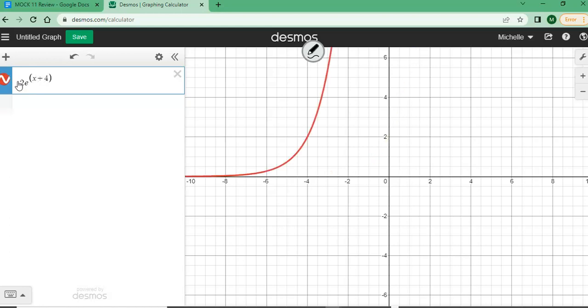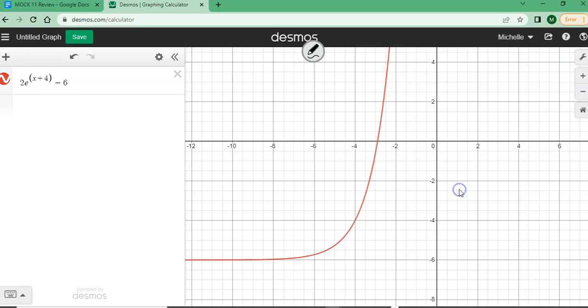Close our parenthesis. Then we're going to go back down and do our minus 6. So now, when we look at this, this is asking us about end behavior. So let's go ahead and write what's happening here. As x approaches infinity, f of x is approaching infinity, isn't it? Because it's going up, okay?